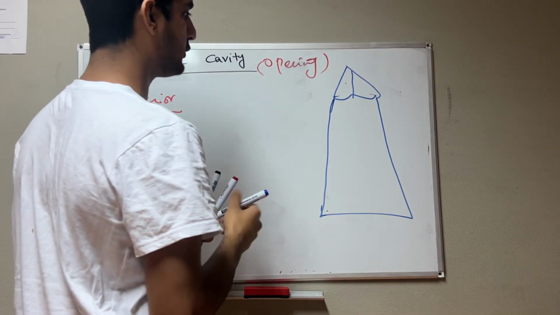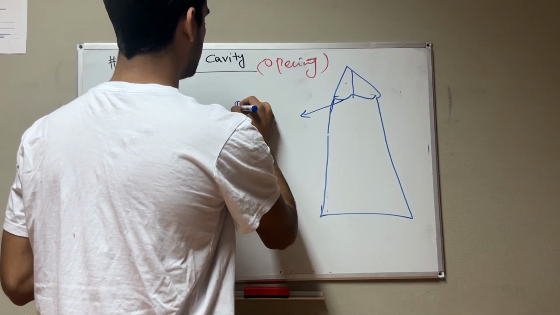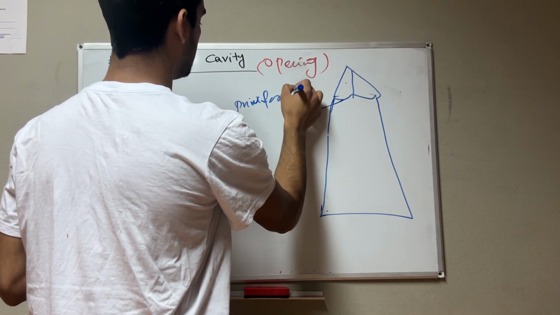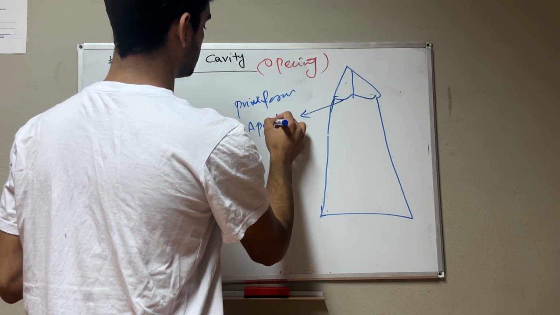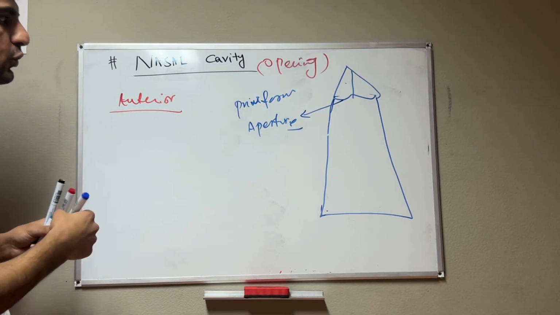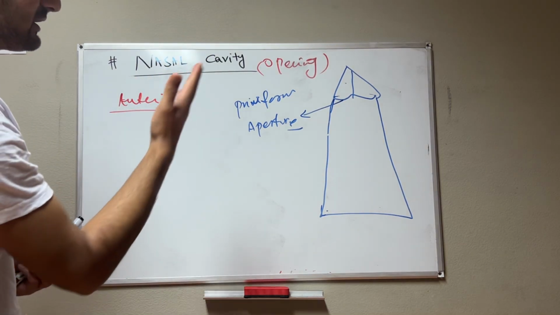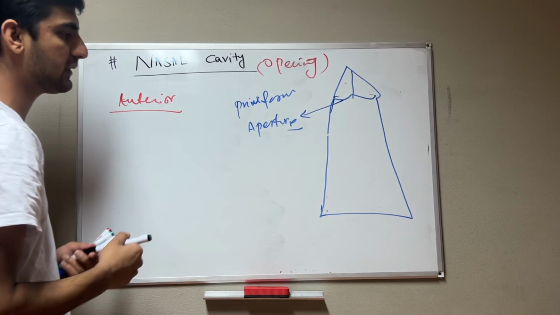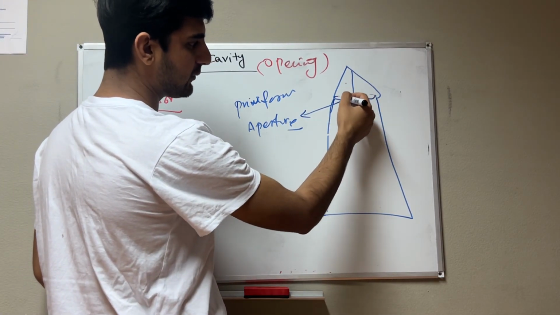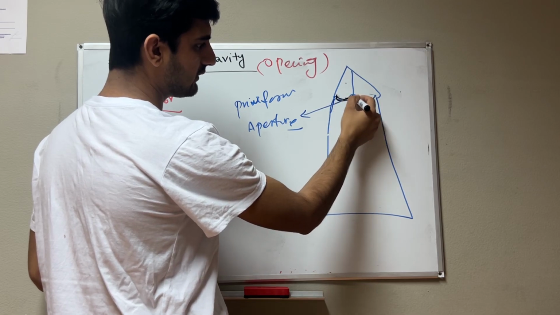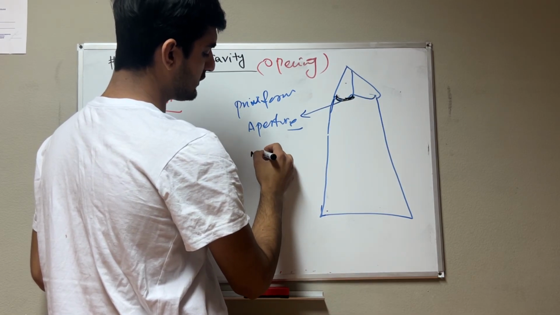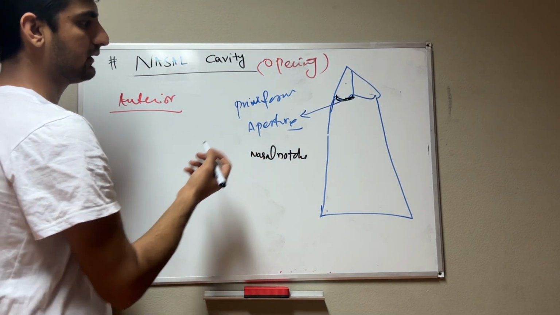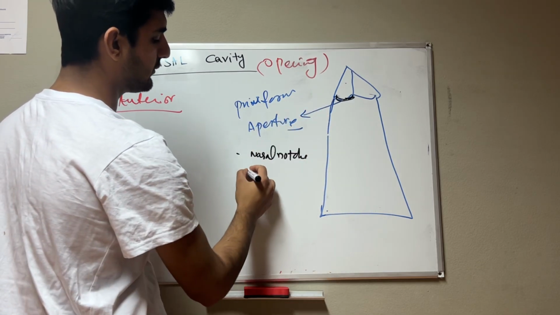the piriform aperture. The anterior opening we have is the piriform aperture. The piriform aperture is the anterior opening of the nasal cavity. In the piriform aperture we have the lower border of the nasal bones and the nasal notches, or incisura nasalis, of the maxilla bone.